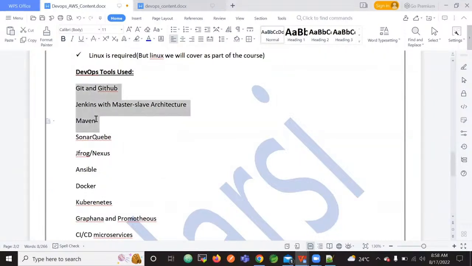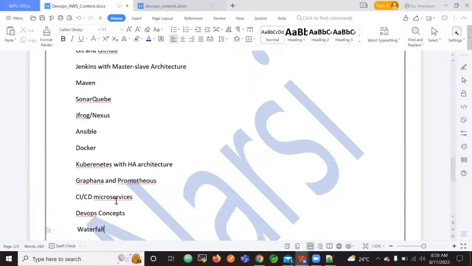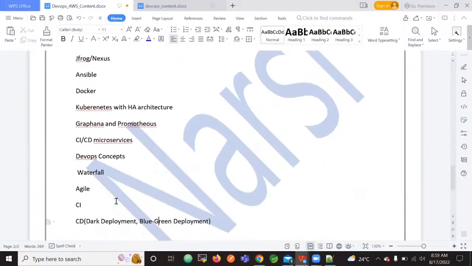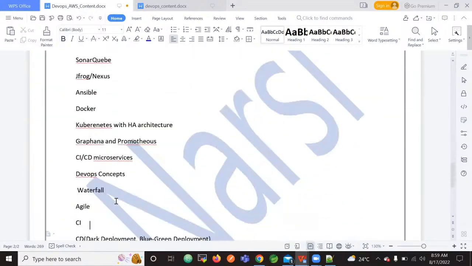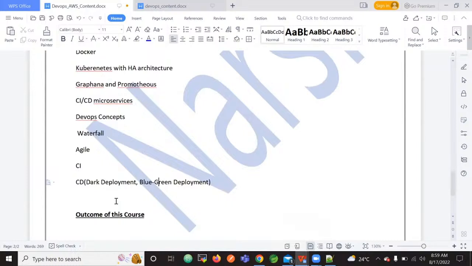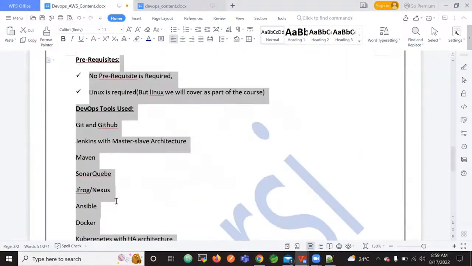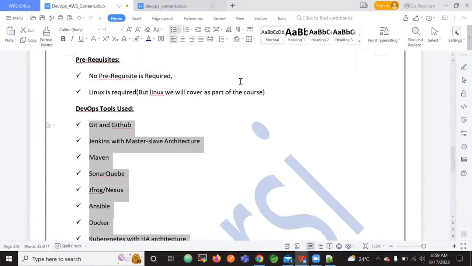So Git and then GitHub, Jenkins with master-slave architecture, Docker, Kubernetes with the HA architecture, high availability architecture, Grafana and Prometheus, CI/CD microservices, DevOps concepts. So this is what we're gonna see. And also what we are covering, AWS 20 plus services. We are covering AWS 20 plus services. So these are the tools that we are using in our course.